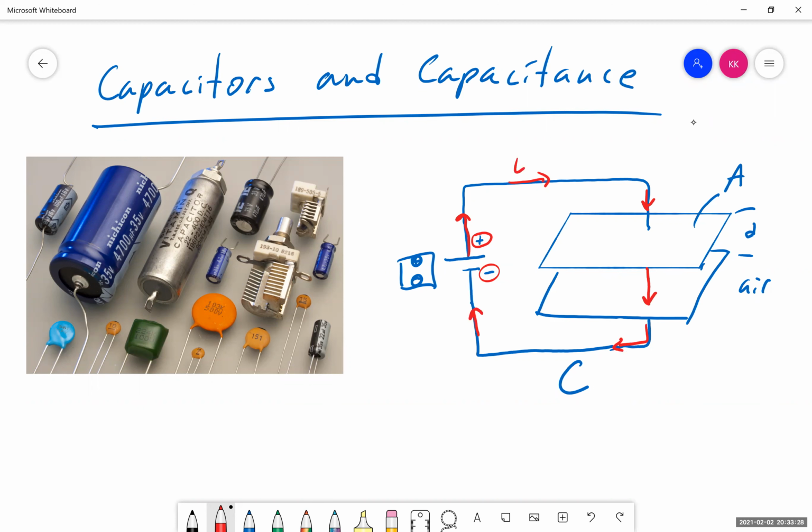So this is my electric field. That means there is an electric field in the circuit. Now, what does it do? What does the electric field do, and how does it help us to charge the capacitor?